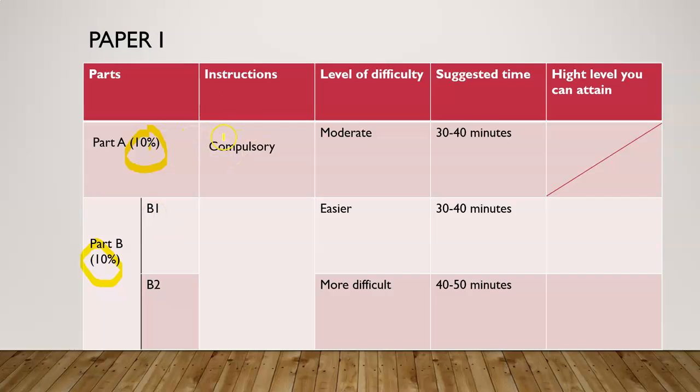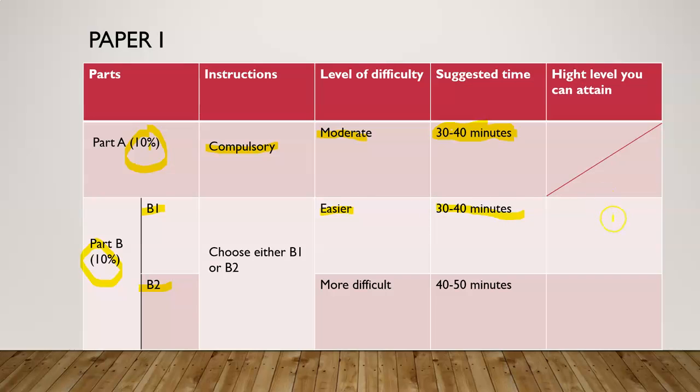For Part A, it's compulsory, so everyone needs to complete it. Okay, so the level of difficulty is moderate and suggested time 30 to 40 minutes, so you can time yourself if you're having your own practice. Okay, for Part B, there are 2 parts, Part B1, Part B2, so please choose one of them. Okay, B1 definitely easier. Okay, so you are suggested to spend about 30 to 40 minutes for this part.